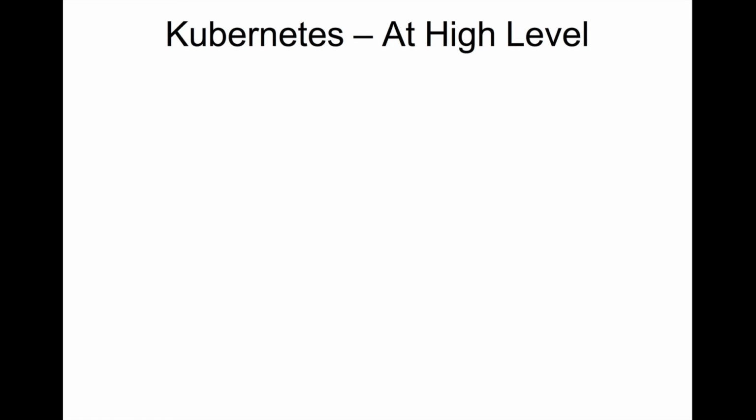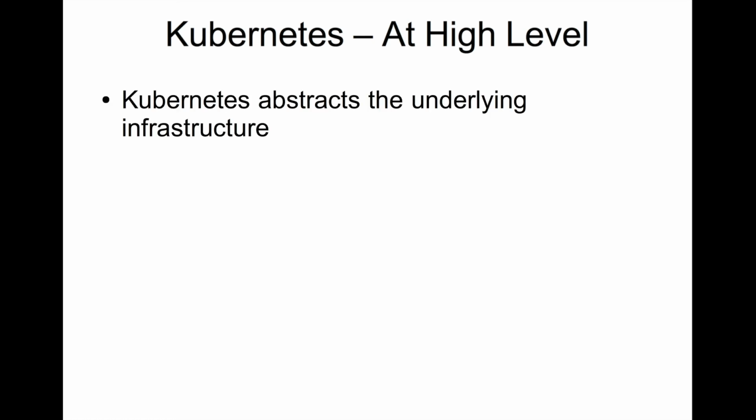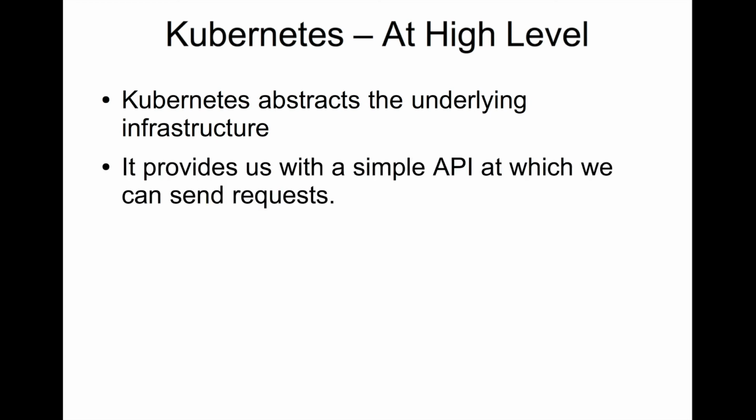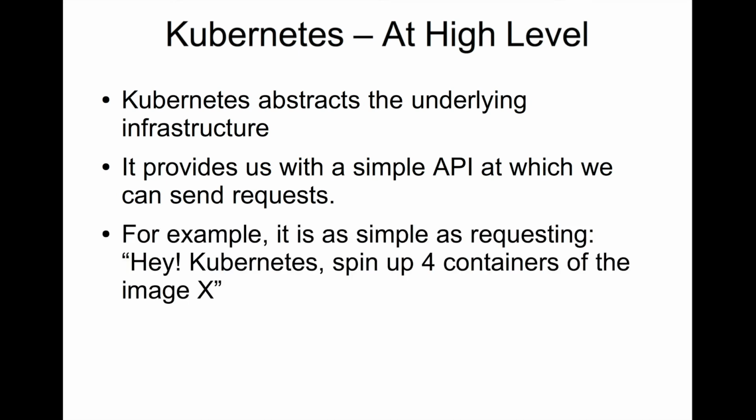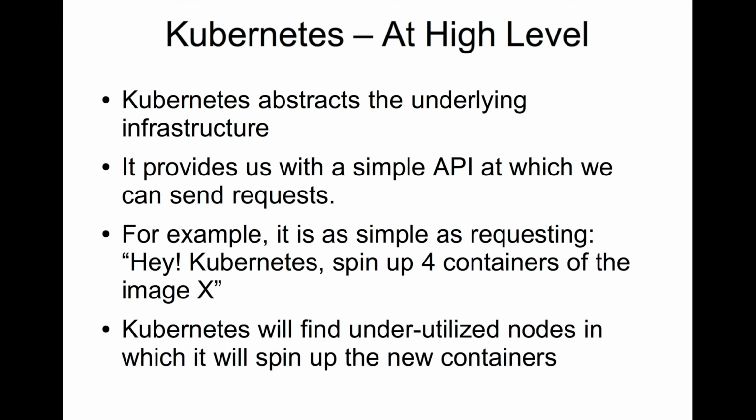Kubernetes at a high level. Kubernetes abstracts the underlying infrastructure for the end user. It provides us with a simple API at which we send our requests. For example, it is as simple as requesting, "Hey Kubernetes, spin up 4 containers of image X." Kubernetes will find underutilized nodes in a cluster in which it will spin up the new containers.